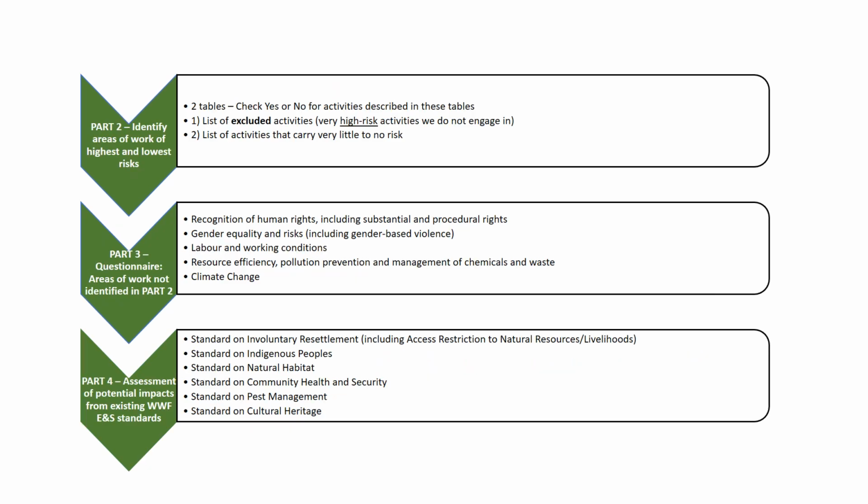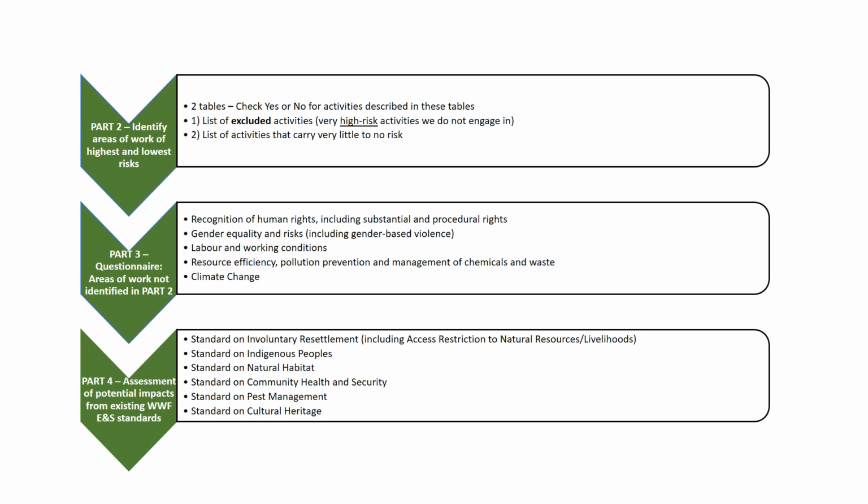Next, we move into part 2, which is a section that consists of an initial screening to identify areas of work that carry the highest and the lowest levels of risk. This section has 2 tables with a list of activities in each table. The first table consists of the list of excluded activities, which are activities that are very high risk and in which WWF should not engage.